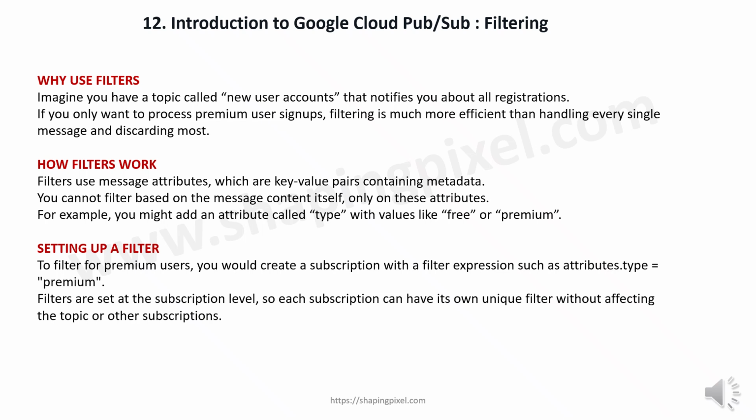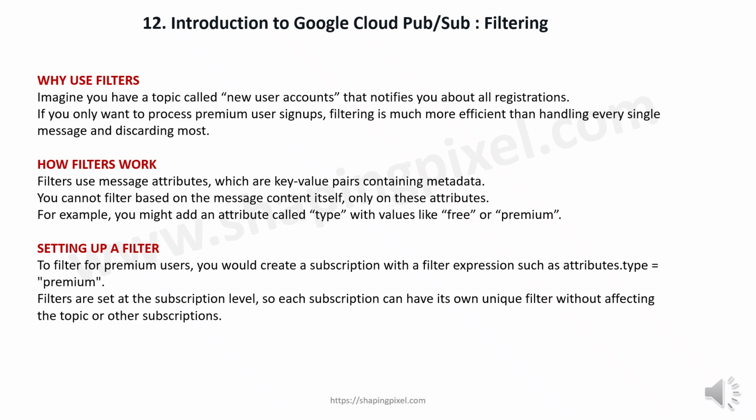discarding most. Filters use message attributes, which are key value pairs containing metadata. You cannot filter based on the message content itself, only on these attributes. For example, you might add an attribute called type, with values like free or premium. To filter for premium users, you would create a subscription with the filter expression such as attributes.type equals premium.